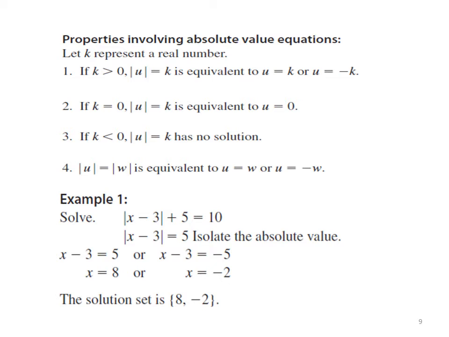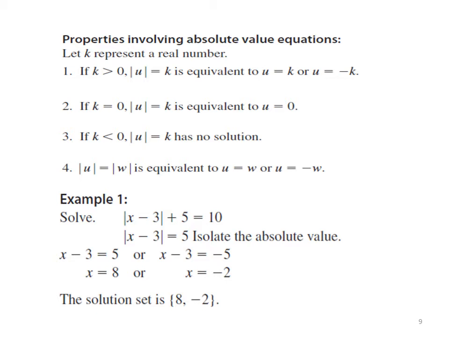Example 1, we want to solve the equation, the absolute value of x minus 3 plus 5 is equal to 10. The first step is to try to isolate the absolute value, so we will subtract 5 from both sides. We have the absolute value of x minus 3 equals 5. And now we could use the first property. That means either x minus 3 is equal to 5 or x minus 3 equals minus 5. We will have two solutions.